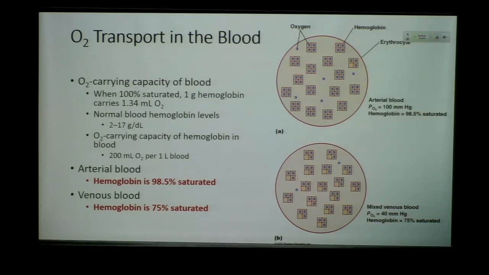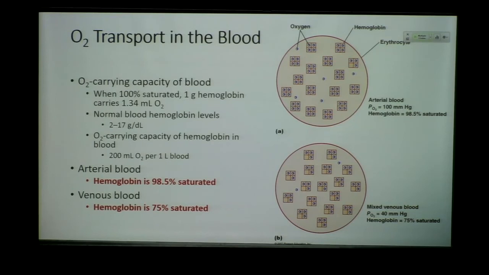Okay, stroke volume times heart rate, but in terms of a quantity, how much, does anyone remember? It's kind of a stretch. 5 liters, right? So we got 5 liters per minute circulating, and we've got 200 milliliters of oxygen per liter. So we've got 1,000 milliliters of oxygen circulating our body per minute, okay?